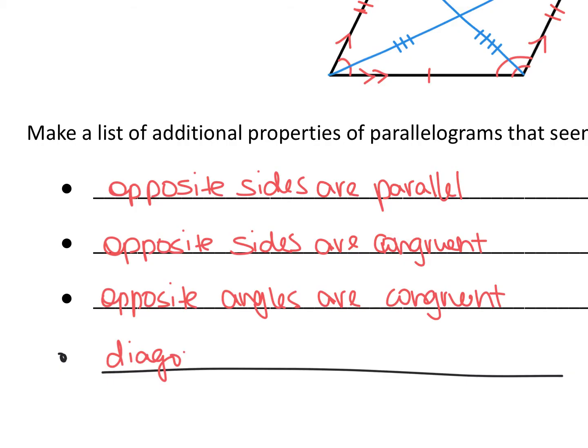Diagonals bisect each other. Remember, bisect means cut in half, so the diagonals cut each other in half.